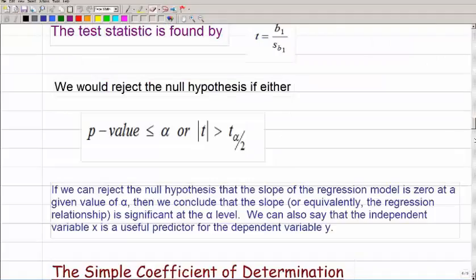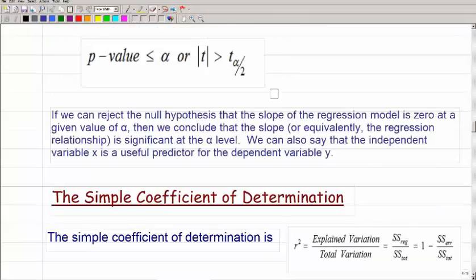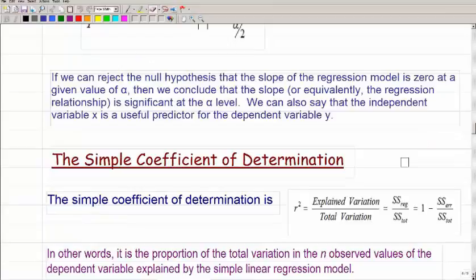So if we can reject the null hypothesis, we conclude that the slope or the regression relationship itself is significant at the alpha level, meaning it's not constant. And we can also then say that the independent variable x is a useful predictor for the dependent variable y. So the value of y does depend on x.